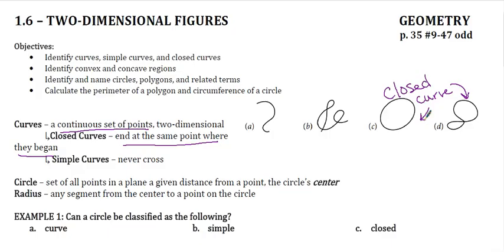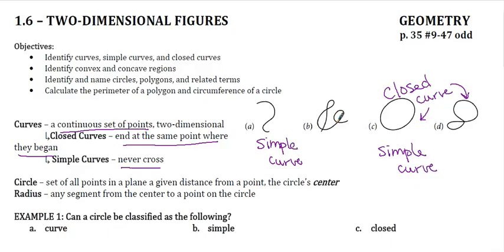Simple curves never cross. So this one is simple. This is a simple curve. And C is also a simple curve. D, however, is not because they cross right here. And B, they cross in several places. So that's not simple.